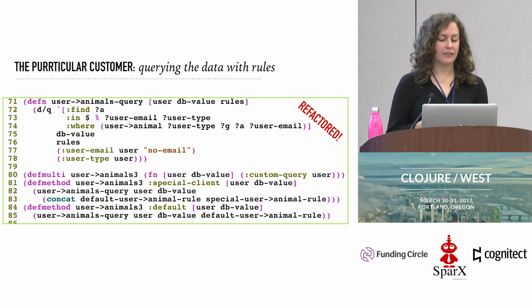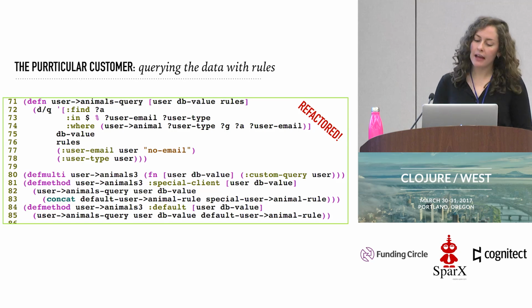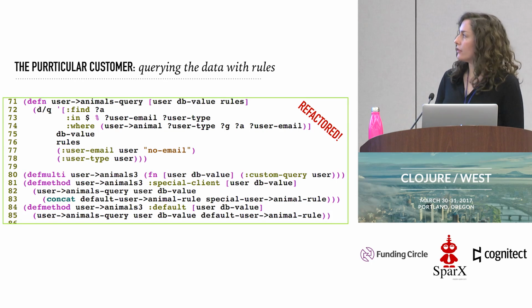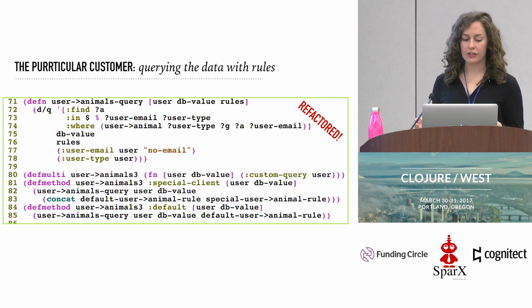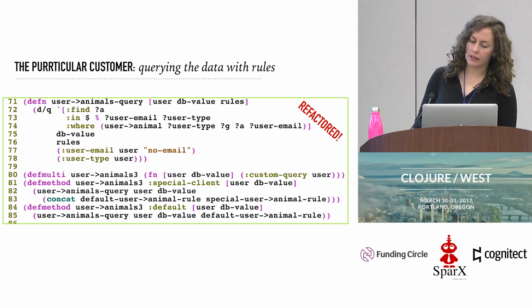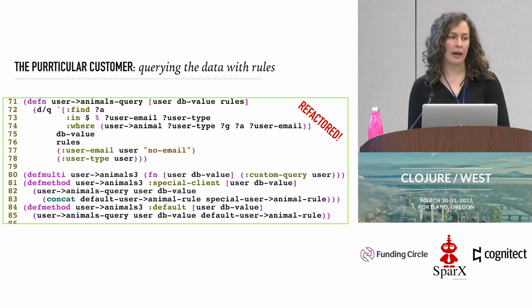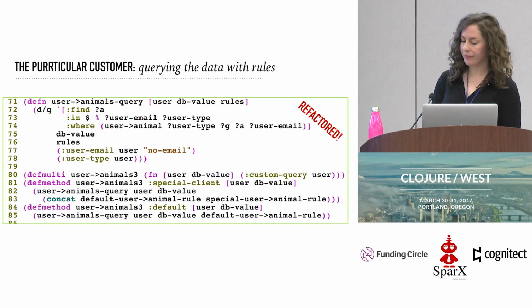We could actually refactor this a little bit more. Instead of having different query functions for the normal customer versus the particular customer, what if we just use the same function? And then our multi-method could just decide which rules to pass in based on the custom query parameter.